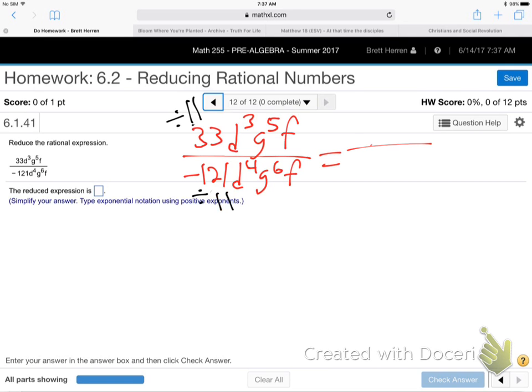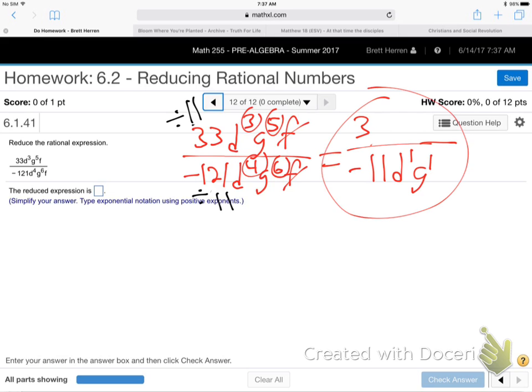Okay, there we go. So divided by 11, it should be 3, and this would be minus 11. Then subtract the powers, d to the 1 on the bottom, subtract the powers, g to the 1 on the bottom. Now what happens with those f's? Those are gone, just totally vanish, no f at all. So there's our answer.